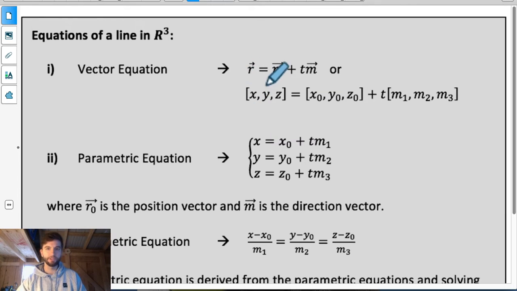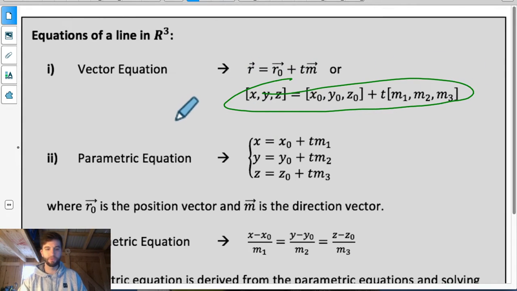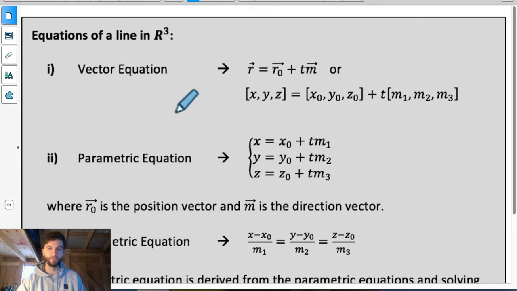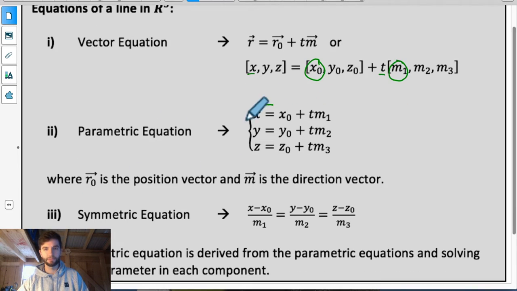And once we have the vector equation, once we come up with this, we can easily separate it into its x, y, and z components to come up with the parametric equations. The x component of the resultant would be the x component of the position vector plus a scalar multiple of the x component of the direction vector. And that's how we get that part of the parametric equation. And same reasoning for getting the y and z components.